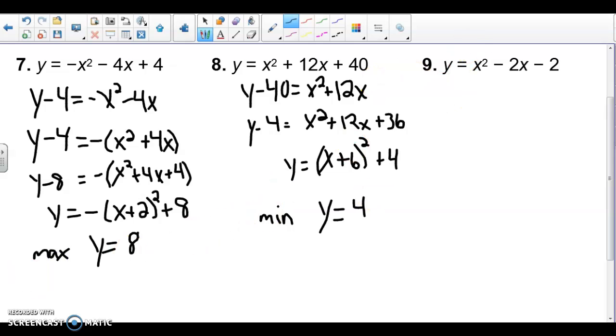Alright, now we'll go to number 9. Alright, so we'll add 2 to both sides, giving us y plus 2 equals x squared minus 2x. If I take half of b and square it, and add to both sides, I will be adding 1 to both sides. Because half of negative 2 is negative 1. Negative 1 squared is positive 1. Give me y plus 3 over here.